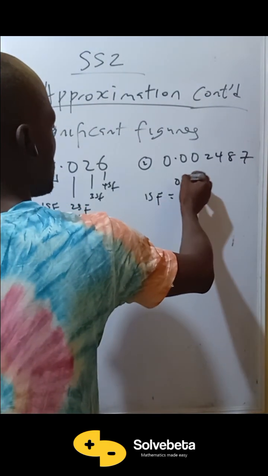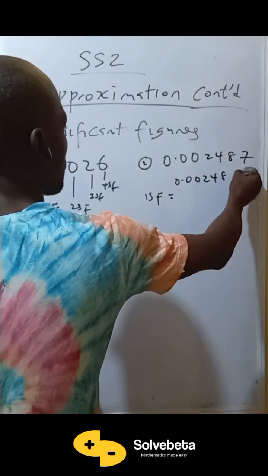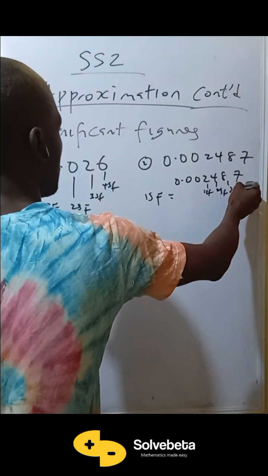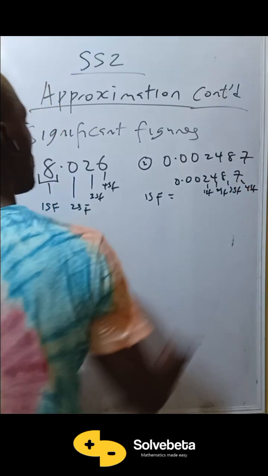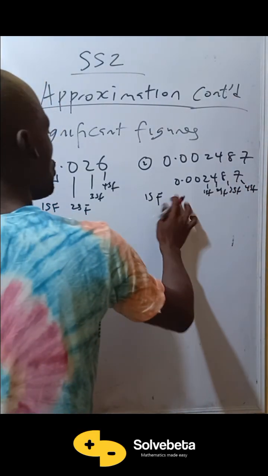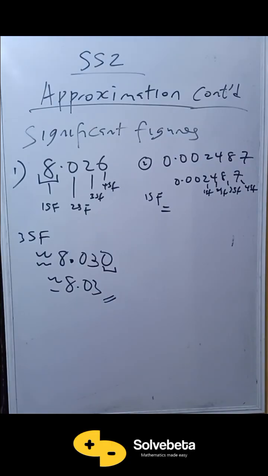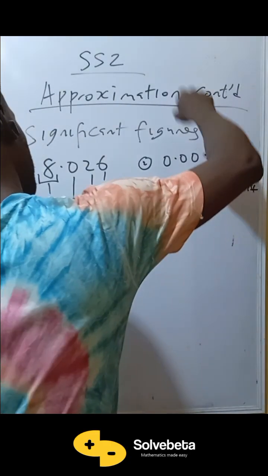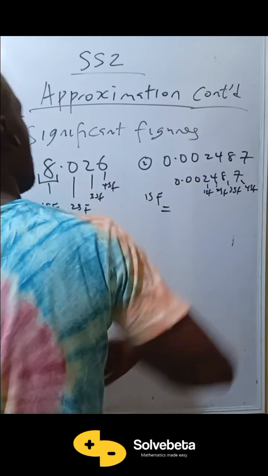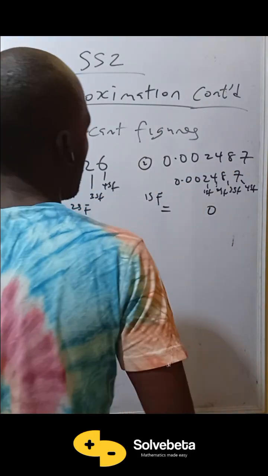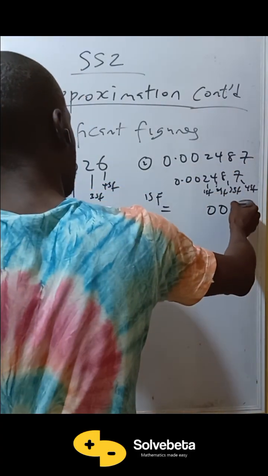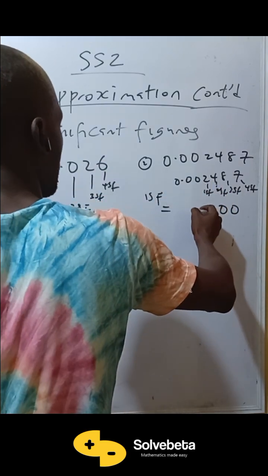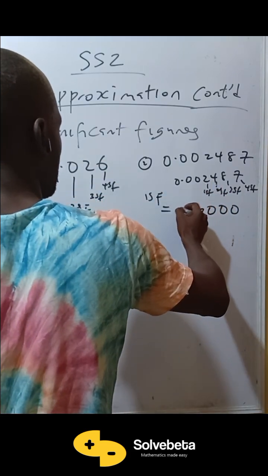So let me write this digit again. First significant figure, second, third, fourth. To round to one significant figure, you go to the first significant figure, which is 2. The next digit after 2 is 4. Do we round up 4 or round down 4? We round down 4, so 4 itself becomes 0 and the other digits after it become 0. Because we round down, we add nothing to the 2.